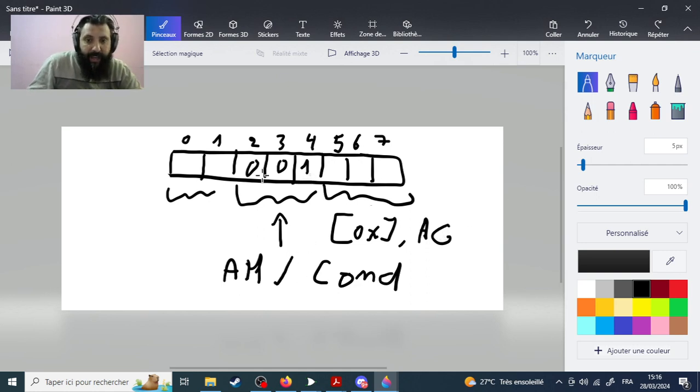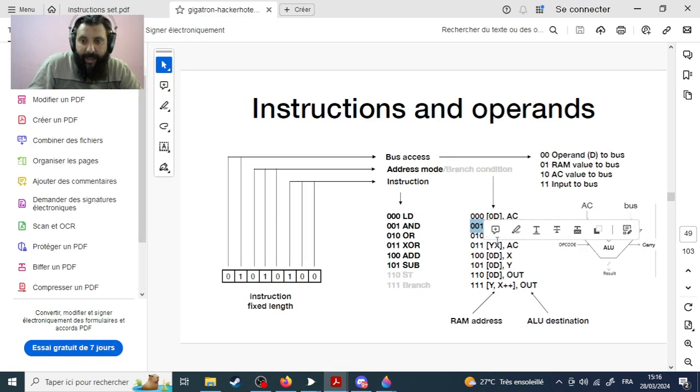We have 3 bits, so we have 8 different values, and they are written here on page 49. We have 0 0 D AC, 1 0 X IC, 2 Y D IC, 3 Y X IC, 4 0 D X, 5 0 D Y, and what is this? 6 0 D out. And this is 7 Y X.